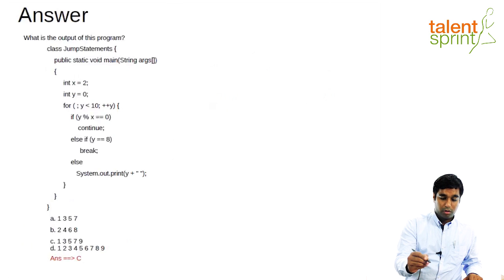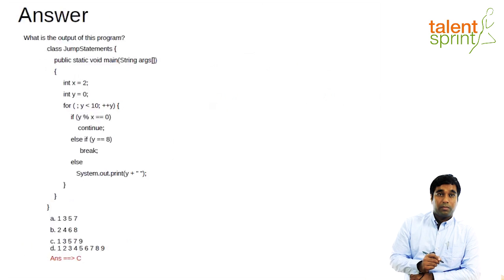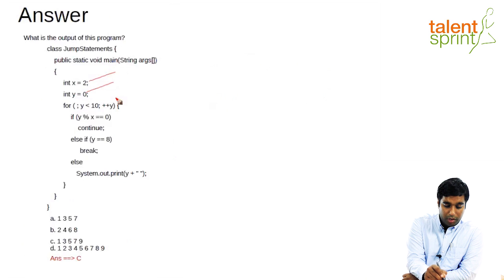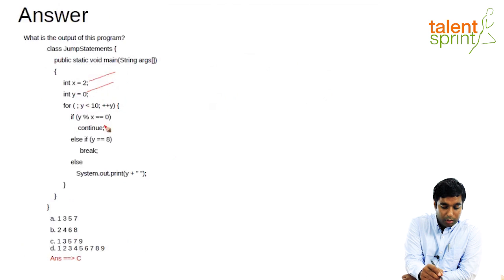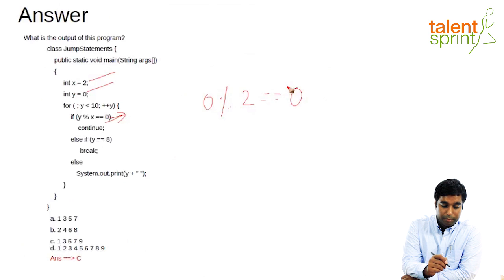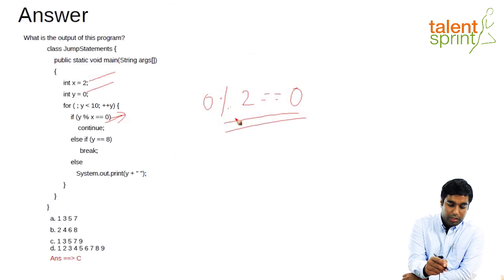Let's have a look at how you can think like a computer over here. The value of x is initialized as 2 and y is 0. The y value we are simply using in the loop. Now in the first iteration, y % x, which means 0 % 2, is equal to 0, right? So this condition is true, and it is going to go inside this if condition, and it says continue.